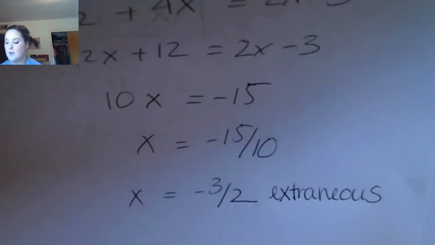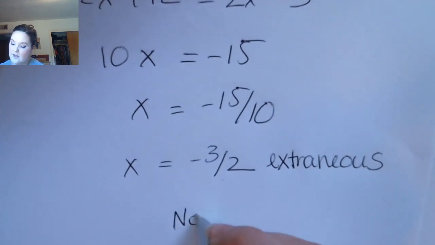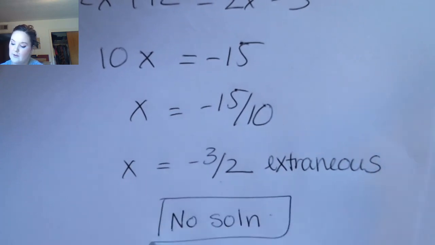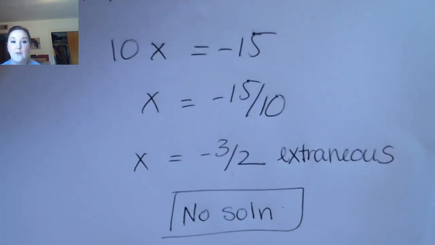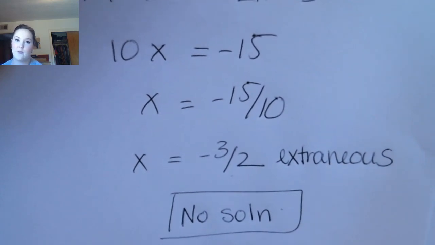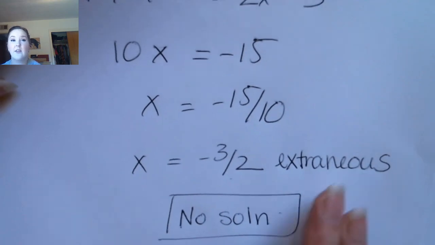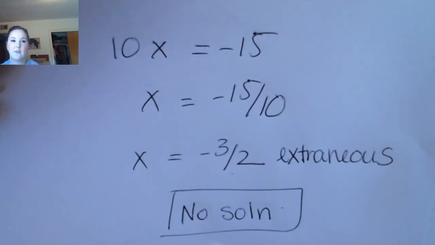Okay, so because our only candidate solution was extraneous, this actually has no solutions. Okay, if you were to get 2 solutions and one is extraneous, the other one is your solution. But because we only have one candidate and it turned out to be extraneous, this equation has no solutions.